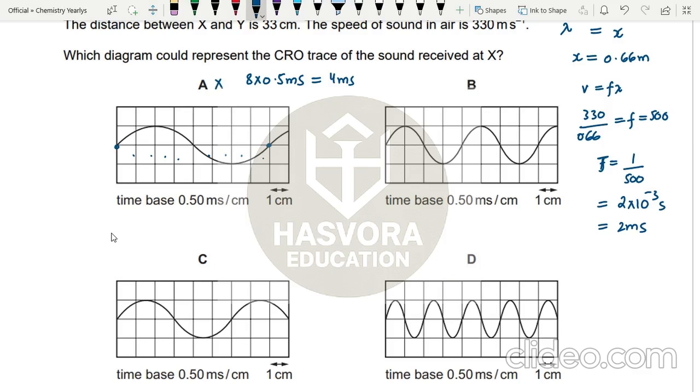It is for one wavelength 1, 2, 3, 4. So 4 into 0.5 becomes 2 millisecond. So now this actually matches the option, so B will be the answer. Let's have a look at the other two options.